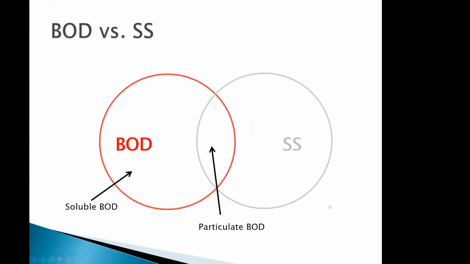Now, if I focus on the BOD, BOD can be categorized in two parts. We've got soluble BOD, so that's BOD that is dissolved in the wastewater. And then we've got particulate BOD. So that's BOD that's integrated into solid material. So this could be something like a bacteria cell, right? A bacteria cell is largely organic. It's going to require oxygen to degrade, but it is a solid. So it's going to fall in this overlap portion of particulate BOD.